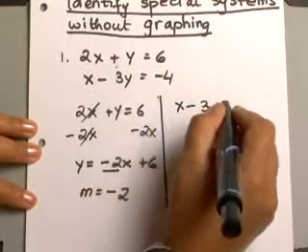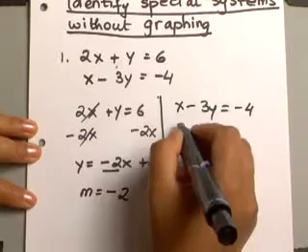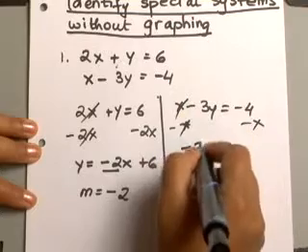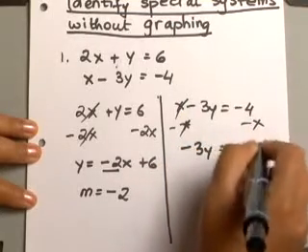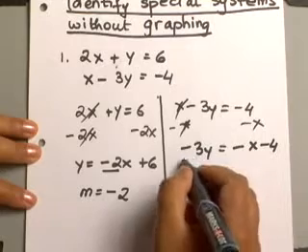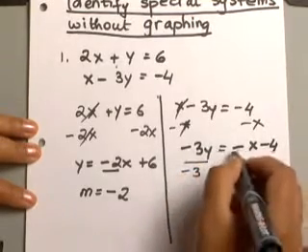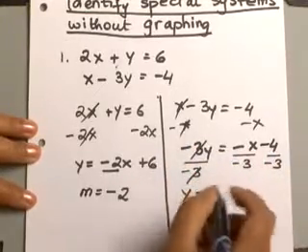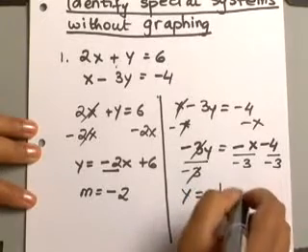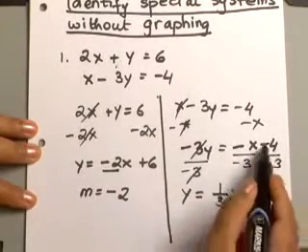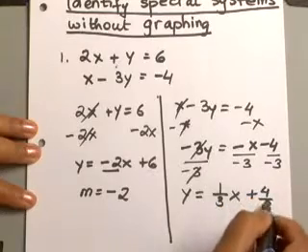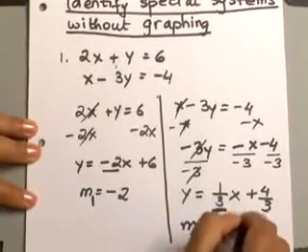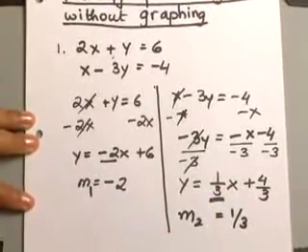x minus 3y equals negative 4. Move your x over. You're left with negative 3y equals negative x minus 4. Divide everything by negative 3, and that will give you y equals 1/3 x. The two negatives will become positive. Same thing here, and that will give you your slope. I'll call these m1 and m2, and your second slope will be 1/3.